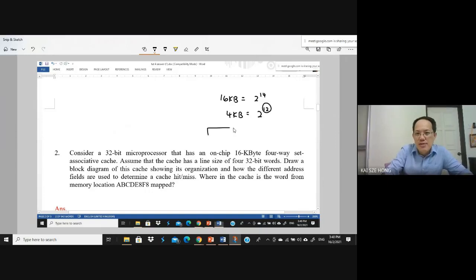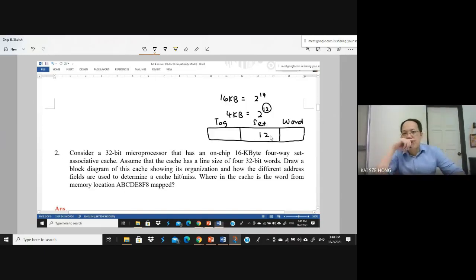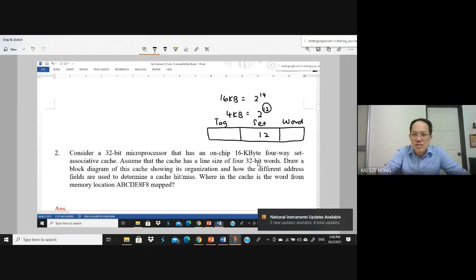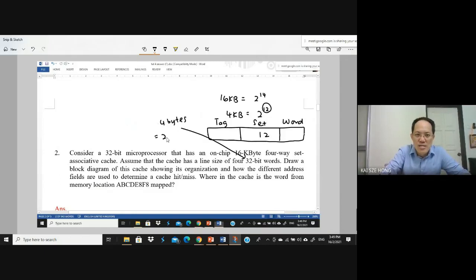So that means from here, you have three things: tag, set, and also word, right? For the set it is about 12 here. Assume the cache is made of 32-bit words. The cache has a line size of 4 32-bit words. Is 32 bits how many bytes? 32 bits is 4 bytes. 4 bytes will need 2 bits to represent them, right? So here we put 2.